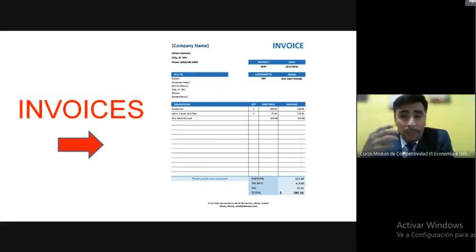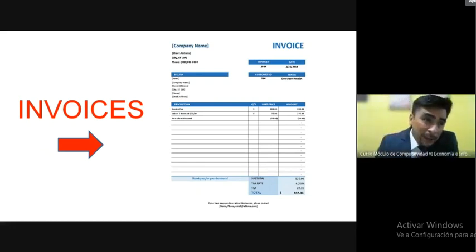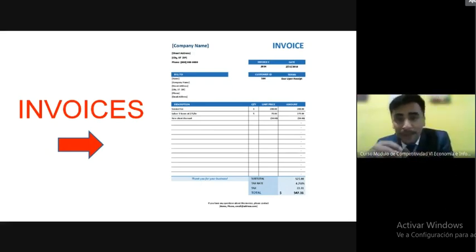But all people are buying, all people are selling, all people are making business online, but maybe only 10%, 15% are making their invoices. So the government has detected this problem, and maybe 3 or 4 years ago, they said that in a few days, maybe 4 or 5 days, they will advise what is the way to make the electronic invoices for all people who are doing business online.